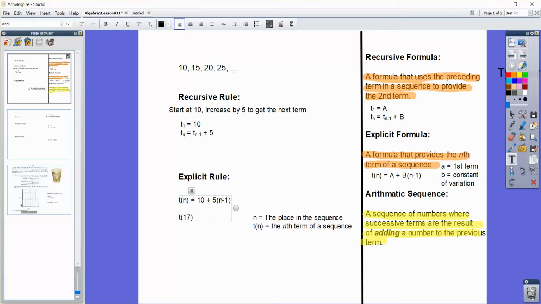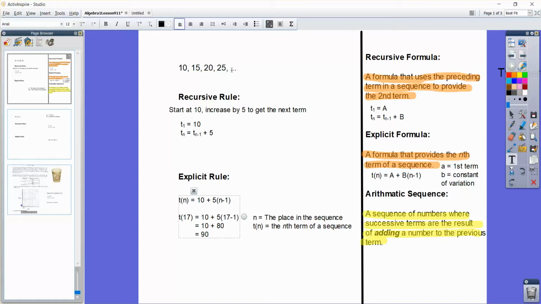T of 17 equals 10 plus 5 times 17 minus 1, which means 5 times 16. I'm just making sure with my math. 5 times 16, no, that's not wrong, that's 80, right? 10 plus 80, and then that would equal 90. So the 17th term in the sequence should be 90.